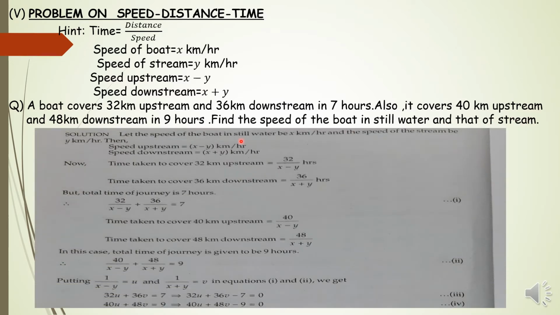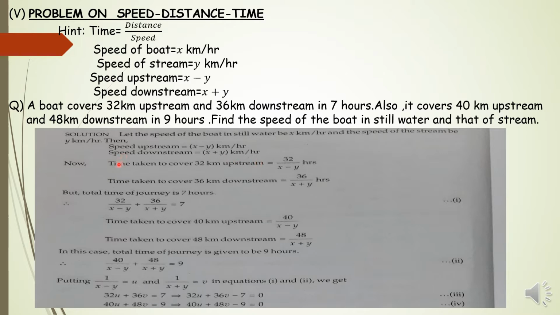Solution. Let the speed of the boat in still water be x km per hour and the speed of the stream be y kilometer per hour. Then what will be speed upstream? Speed upstream is equal to x minus y kilometer per hour. I told you speed of the boat is greater. I have taken it as x. So upstream x minus y. Speed downstream x plus y kilometer per hour.